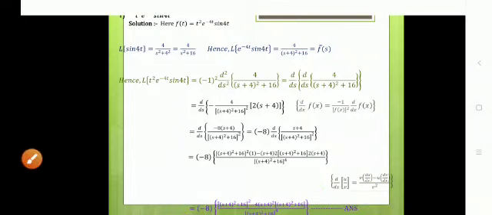Okay, now we will move to another way of solving this example. As usual, the first step is common, that is we have to find the Laplace transform of sin 4t using the result of the Laplace transform of sin at with a equal to 4. Then, instead of applying the first shifting property, first we will apply the multiplication by t property.